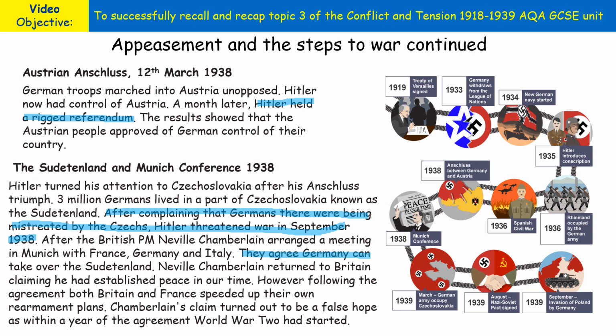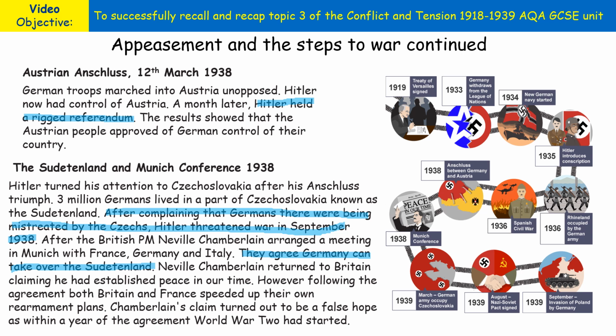Bear in mind, the Czech government wasn't invited or involved in this meeting. They had no say in it, of course. But Germany was allowed to take over the Sudetenland. After this meeting, Chamberlain returned to Britain claiming he'd established peace in our time. And he held a piece of paper which had been signed by Hitler that he wouldn't continue to invade other European countries after the Munich conference.